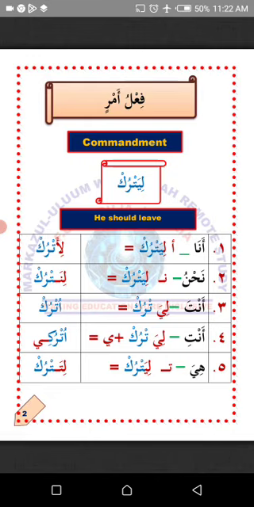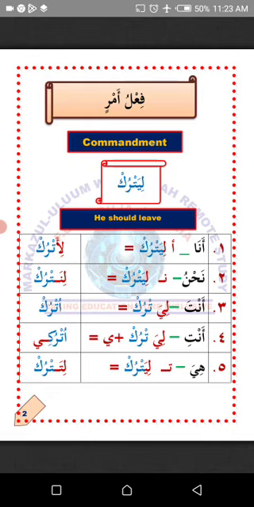Liyatruk simply means he should leave. He in Arabic is huwa, which is the opposite of hiya, she. So how do we now change the verb liyatruk to suit the following pronouns? Wahid, number one. Ana, I. So how do we change the verb liyatruk to suit ana? All you need to do is to detach ya'un and attach hamza. The verb liyatruk will now become liatruk, which means I should leave.